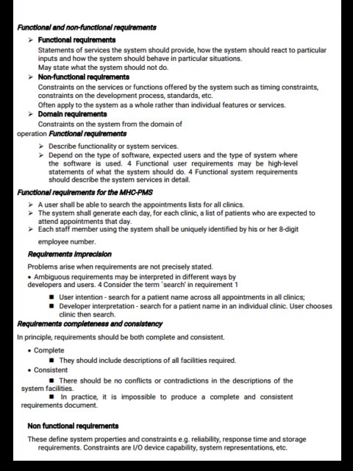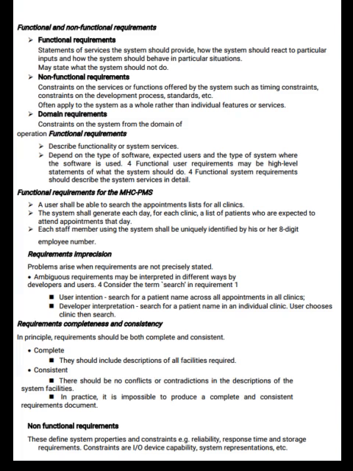Requirements imprecision. Problems arise when the requirements are not precisely stated. Ambiguous requirements may be interpreted in different ways by developers and users. For example, consider the term search in requirement 1. User intention: search for a patient name across all appointments in all clinics. Developer interpretation: search for a patient name in an individual clinic. The user chooses a clinic, then searches.